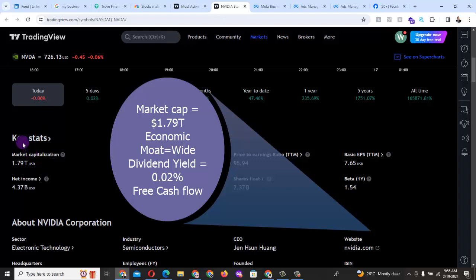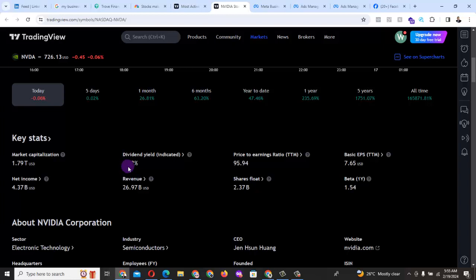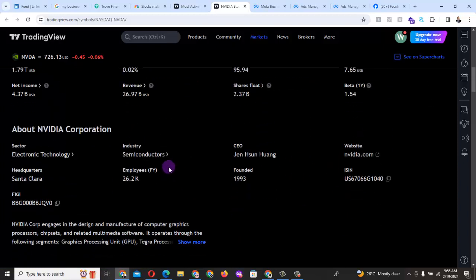So you also have to check the key statistics about this company. The market capitalization is $1.79 trillion. That is their market cap. The dividend yield is indicated at 0.02%, which is not a bad one. You have a net income of $4.37 billion and revenue of $26.97 billion. You also look at the price earnings ratio, the share float, and the basics. These are the things you look at in a particular company before you decide to invest in that company.